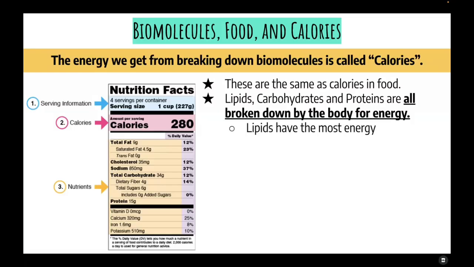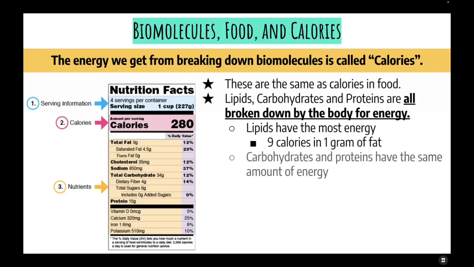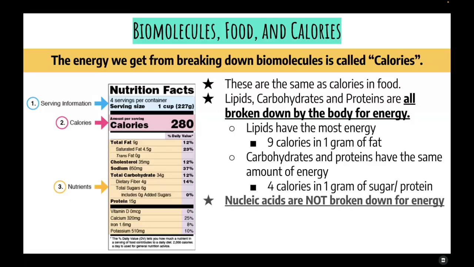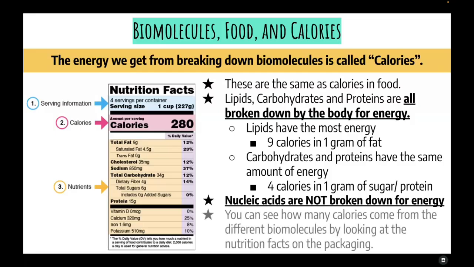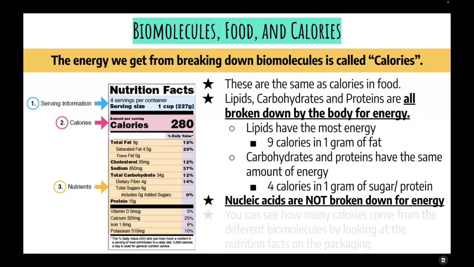Lipids have the most energy, so like 9 calories in 1 gram of fat. Carbohydrates and proteins have the same amount of energy, so 4 calories in 1 gram. And nucleic acids are not broken down for energy, so you would see 0 calories for metabolism.